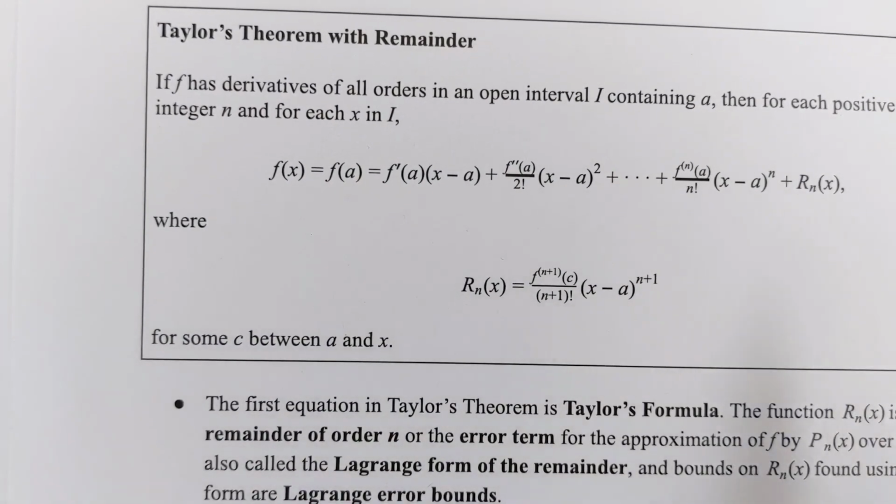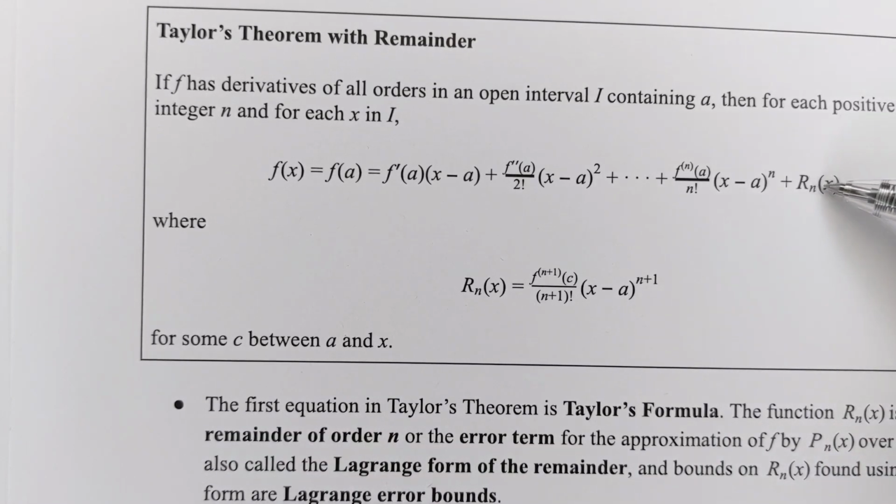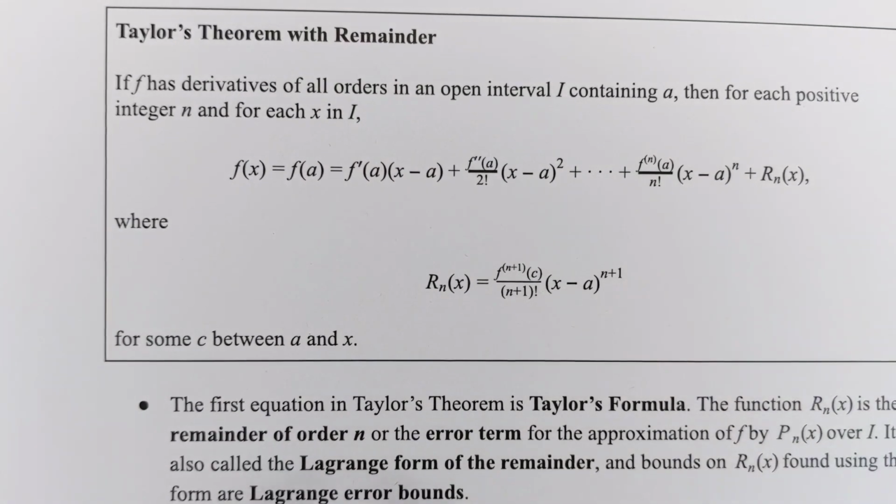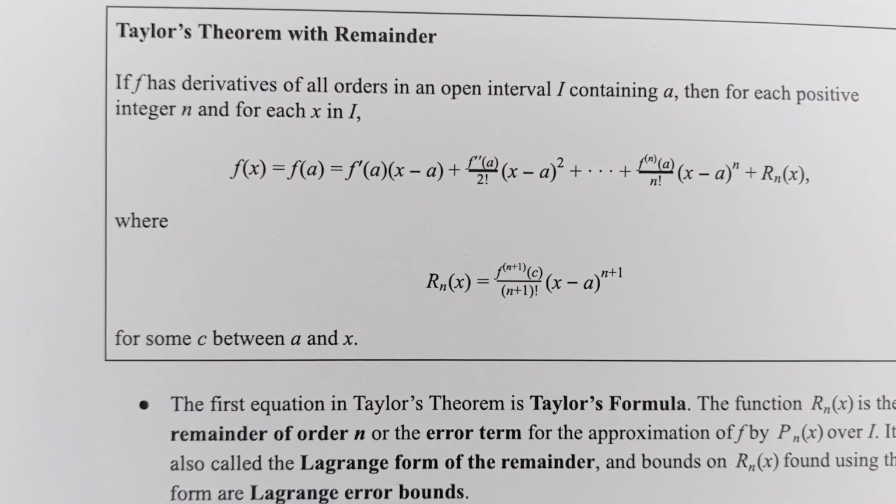Okay, so the first equation is Taylor's formula. The function R_n is the remainder of order n, or the error term, if you approximate with P_n. It is also called Lagrange form of the remainder. The bounds of R_n using this are Lagrange error bounds. So prove that the series converges to sine x for all real x.